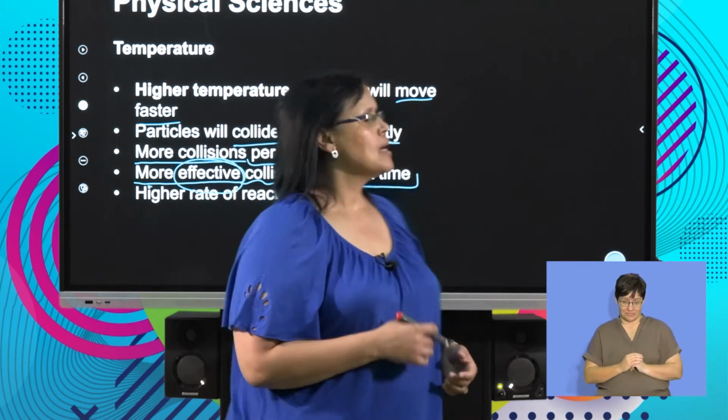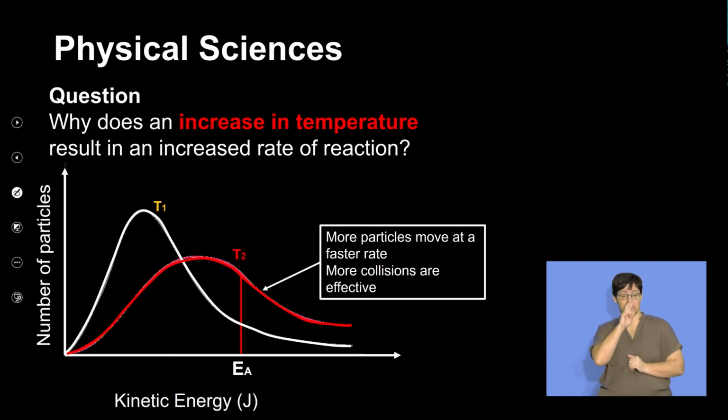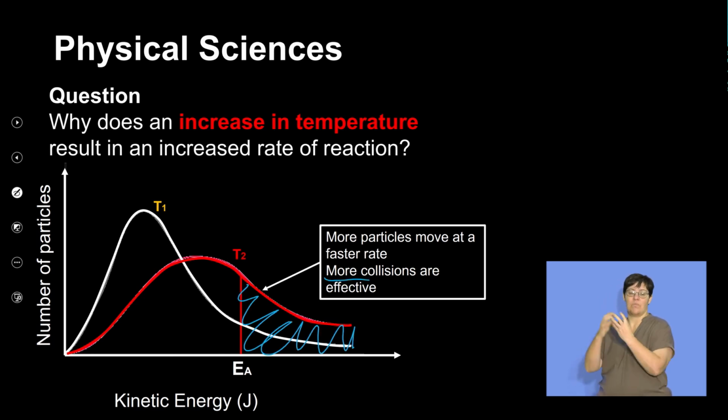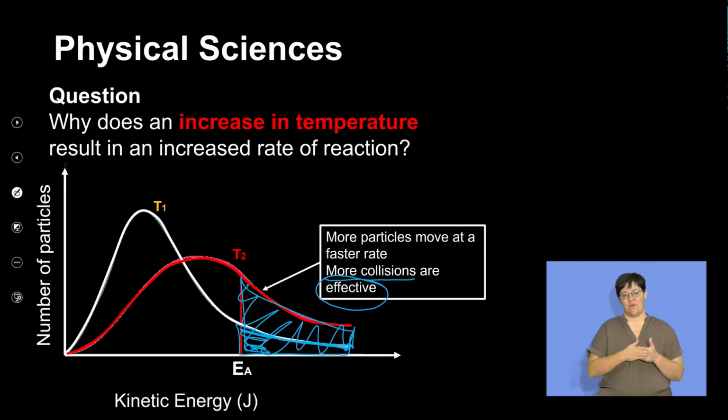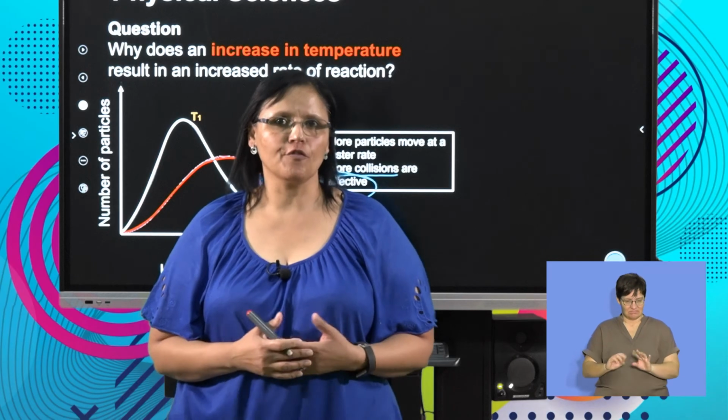So if we look at the graph, we can now see, as I said before, that entire part there is the particles where more effective collisions happen, and that part of my graph is more than before, when it was only that part that was product. I have more product that is formed because there are now more of my particles that have effective collisions.